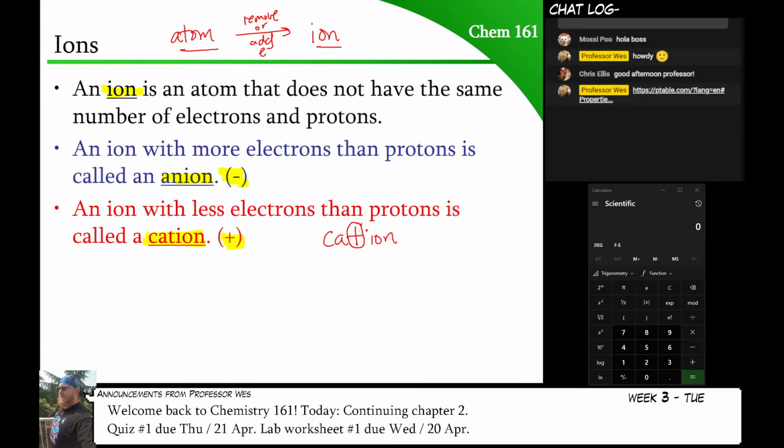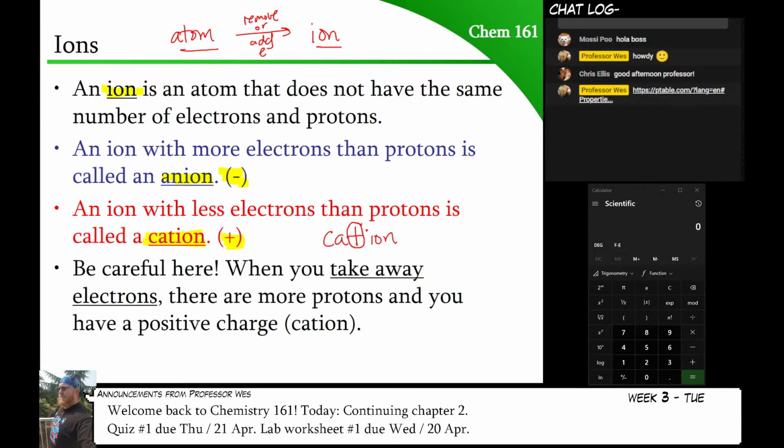Now, it's very easy to get confused when determining do I have a cation or an anion, because what you are doing is you are adjusting the charge by removing something that has a negative charge. If you take away electrons, you are taking away negatives, and the result that is left over is a positive. If you add negatives, the charge on your particle becomes more negative.